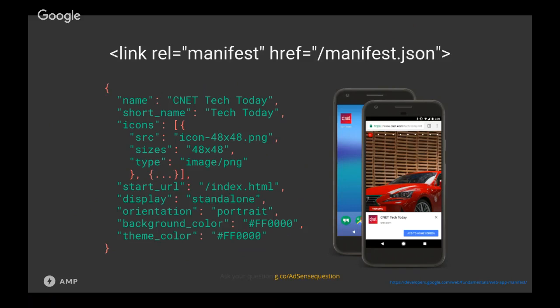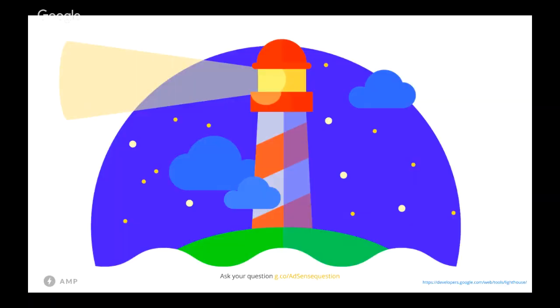It basically prompts the user: hey, you seem to like this website, you seem to interact with it. Wouldn't you want to do that all the time? Add it to your home screen. So that's it, really. That's it in a nutshell.